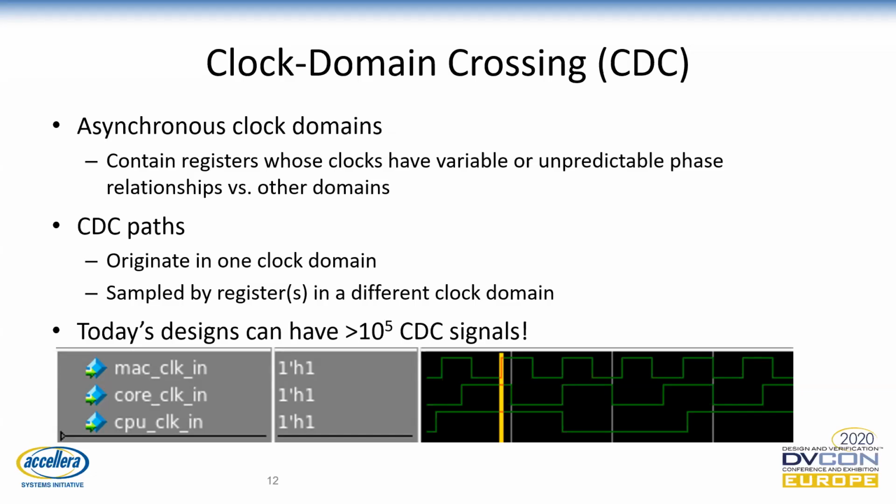And today's designs can have tens of thousands of CDC paths, and sometimes we're seeing designs with greater than 1 million CDC paths. So as you can imagine, these designs are very difficult to review for CDC analysis with manual processes.